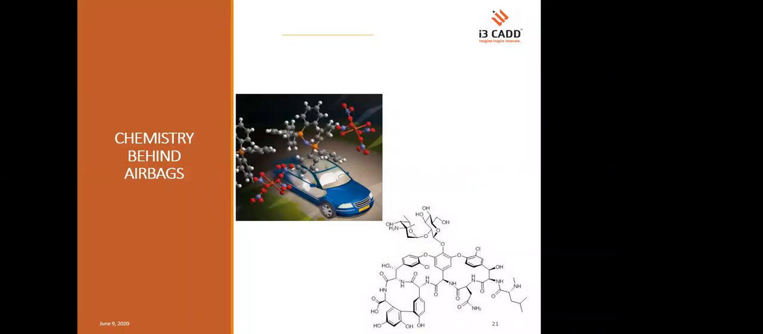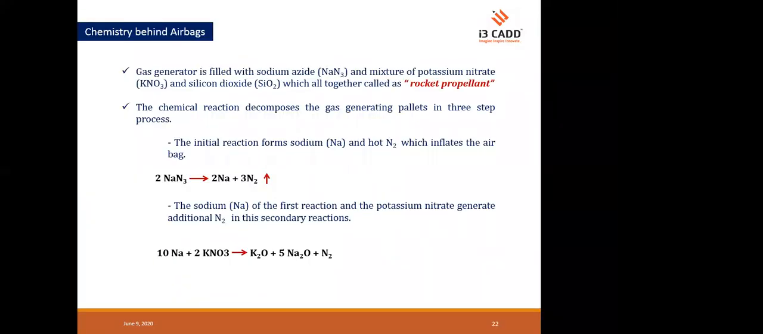So, the chemistry behind the airbag. How the propellant is exactly getting ignited inside the combustion chamber, we are going to see now. Right? The inflator, nothing but your gas generator, is filled with sodium azide, NaN3, and a mixture of potassium nitrate, KNO3, and silicon dioxide, SiO2. From this it is evident that sodium azide is not the only chemical involved in the inflation of an airbag. There are other chemicals also, potassium nitrate and silicon dioxide, which all together are called rocket propellant, because these are the chemicals used as propellants in launching rockets and missiles. That's why it's called rocket propellant, right?